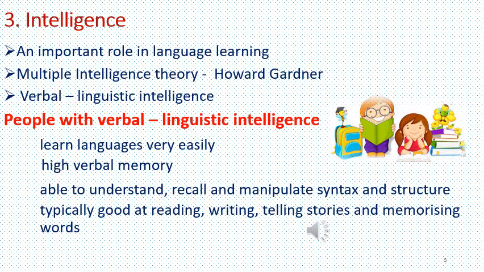People with verbal linguistic intelligence learn languages very easily as they have high verbal memory and an ability to understand, recall, and manipulate syntax and structure. They are typically good at reading, writing, telling stories, and memorizing words. They tend to learn best by reading, taking notes, listening to lectures, and through discussion and debate. They are also frequently skilled at explaining, teaching, and oration or persuasive speaking. Thus, intelligence also, to a certain extent, decides the language acquisition of the learner.